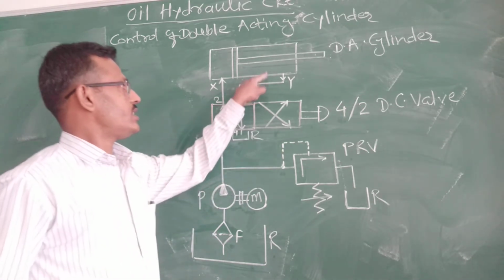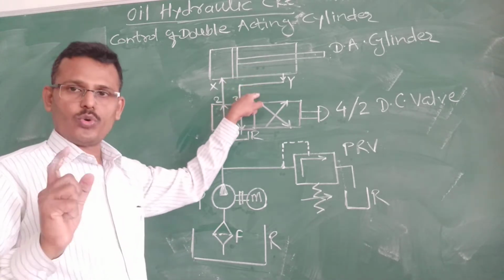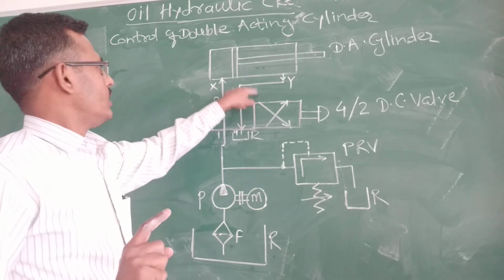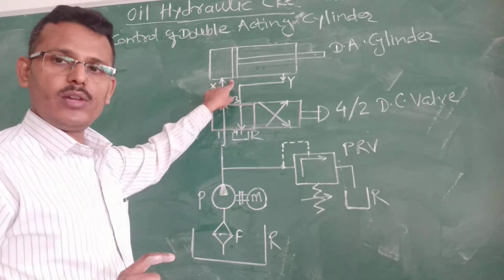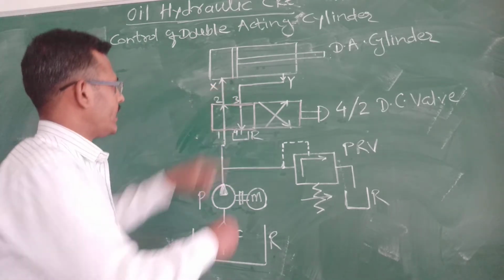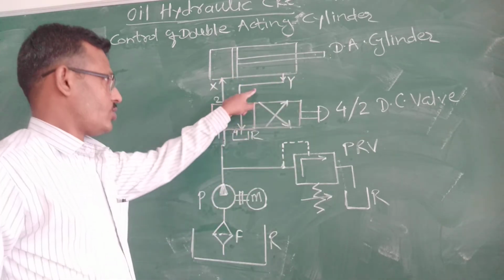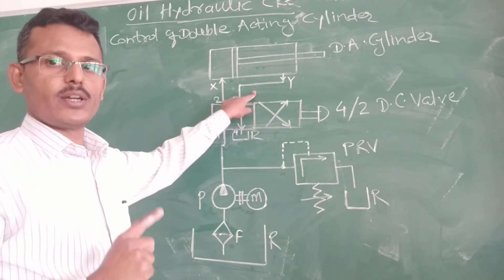Then next, this is a double acting cylinder. A double acting cylinder consists of 2 ports. Why is this cylinder called a double acting cylinder? Because there are 2 ports, and through those ports the oil enters. Oil enters from one side and oil returns from the other side. Since this cylinder has 2 ports, it is called a double acting cylinder.